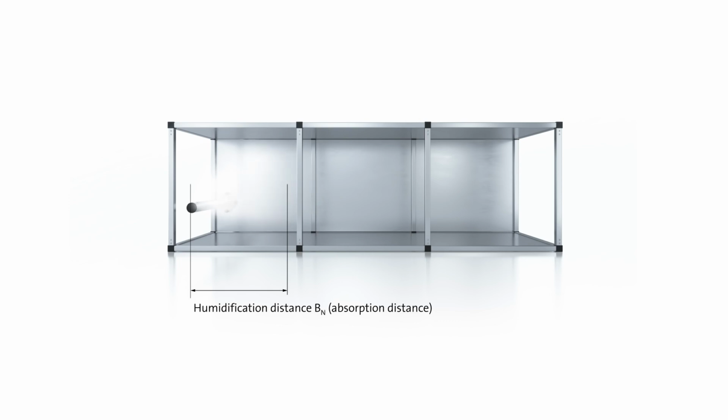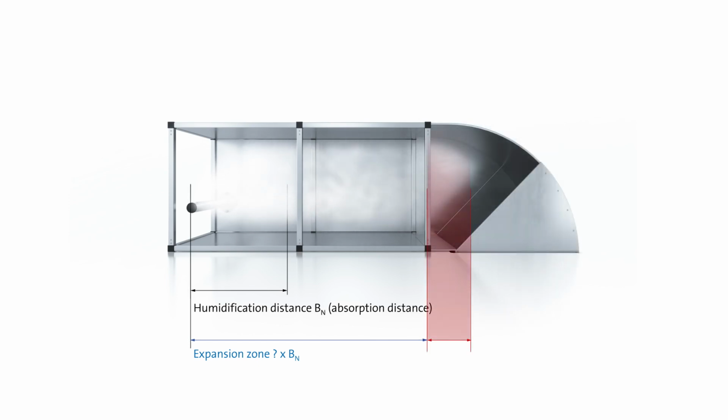As mentioned at the beginning, apart from the humidification distance Bn with a visible steam stream, a certain expansion and mixing zone must be maintained, in which the humidity can be uniformly distributed into the air. If adequate distance is not maintained, condensation may be produced, with wet spots forming on duct walls, duct branches, on fans or in filters.